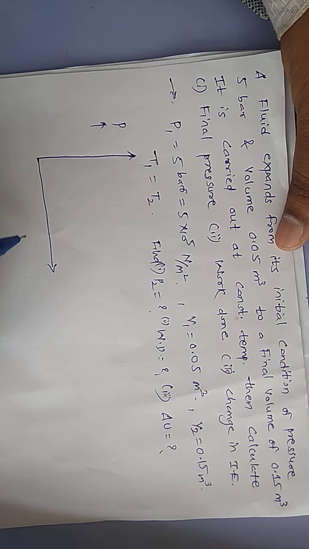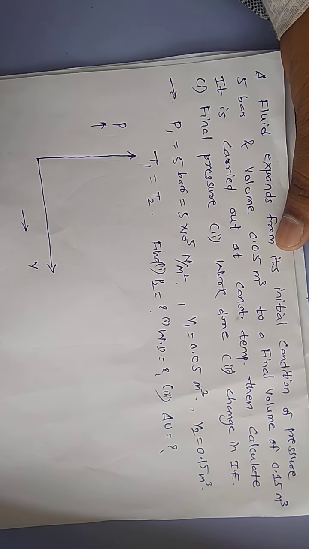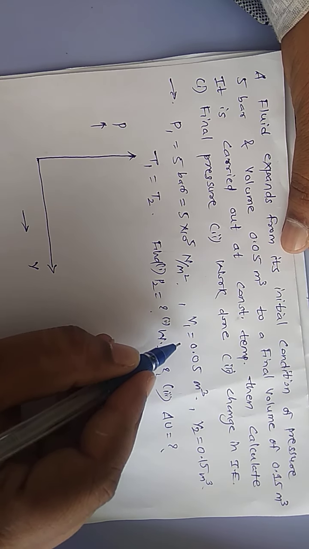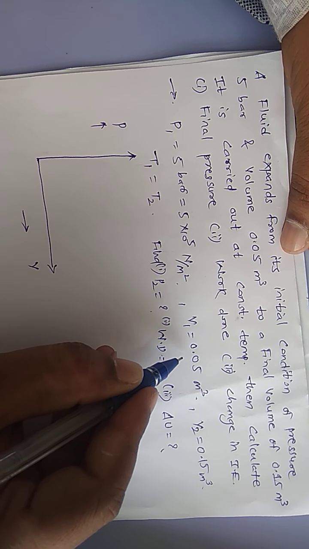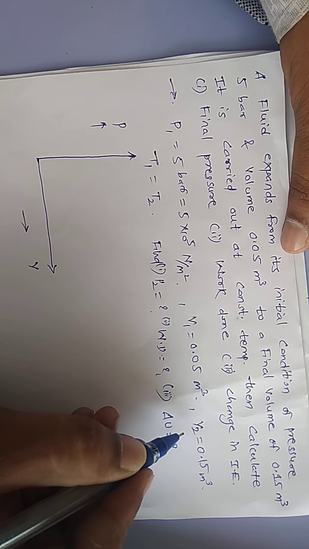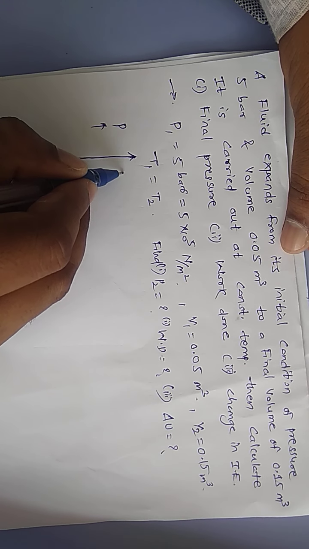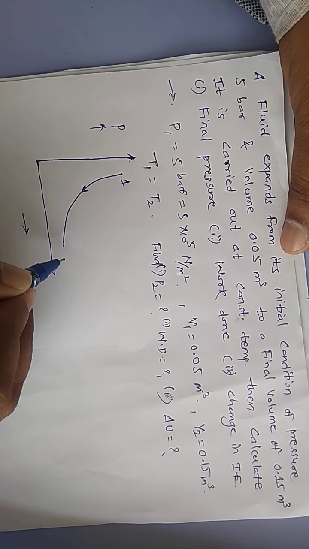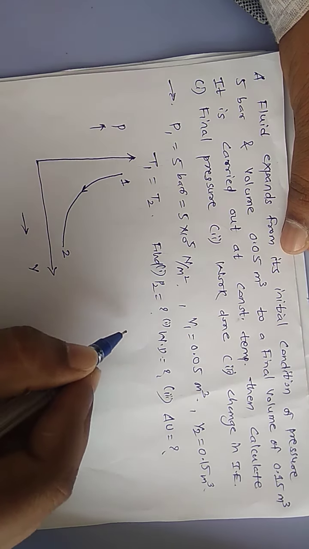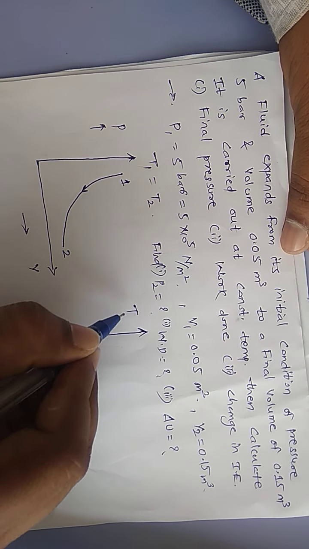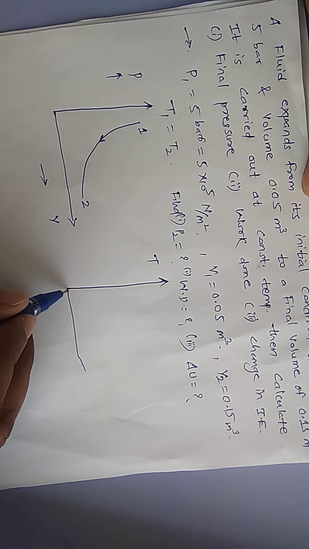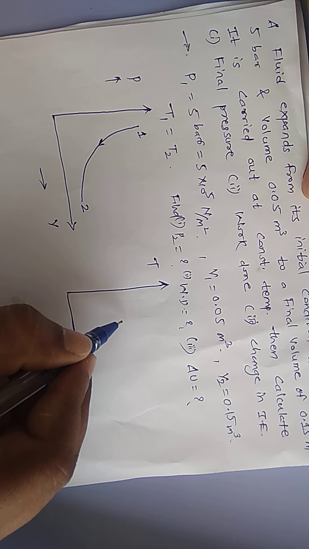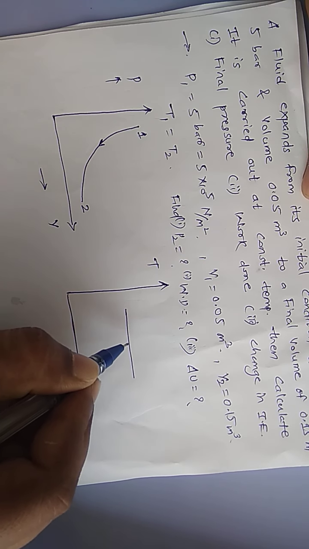On y-axis pressure and on x-axis volume. Here in isothermal process, volume V1 is less as compared to V2, means gas expands. So this graph will become in that manner. And TS diagram is temperature versus entropy, like that.